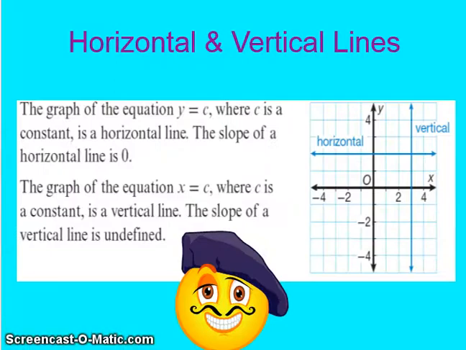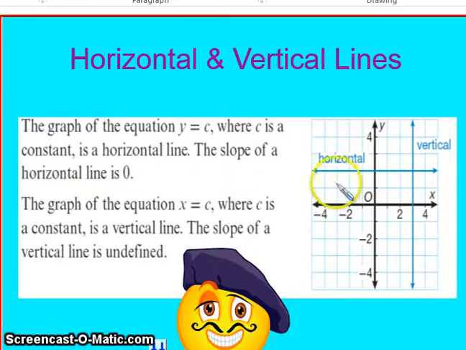Now, horizontal and vertical lines are a little weird. So the graph of the equation y equals c, where c is a constant, is a horizontal line. So whenever you have y equals some number, your graph is going to be a horizontal line. The slope of a horizontal line is 0, and here's the reason for that. This horizontal line has no rise. It does have an infinite run, though. So we could say the slope of the horizontal line is 0 over some number. And we know that 0 divided by any number is just 0.